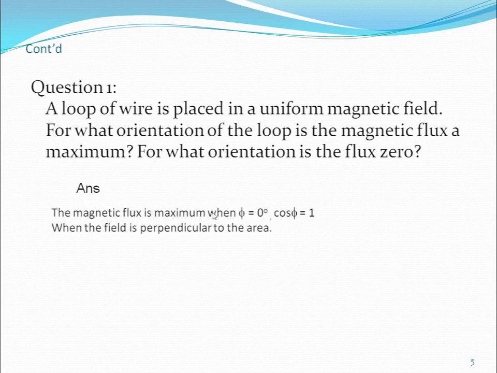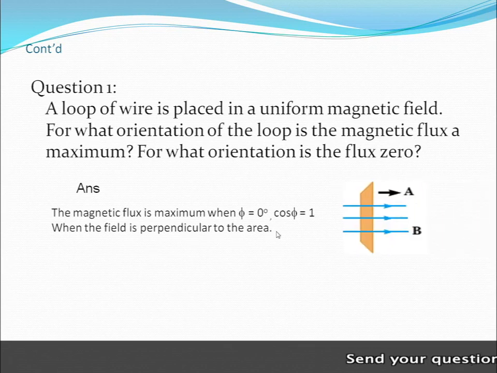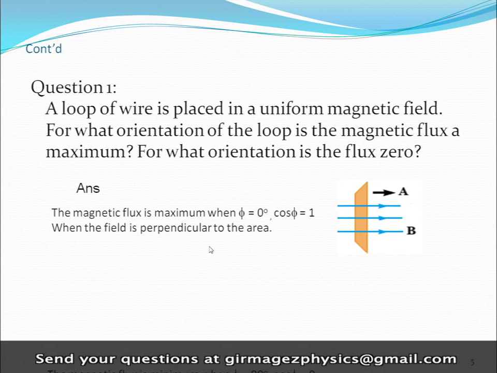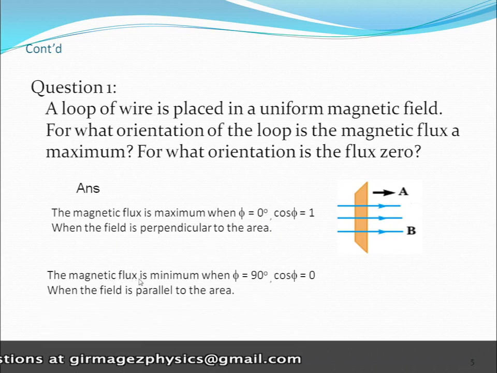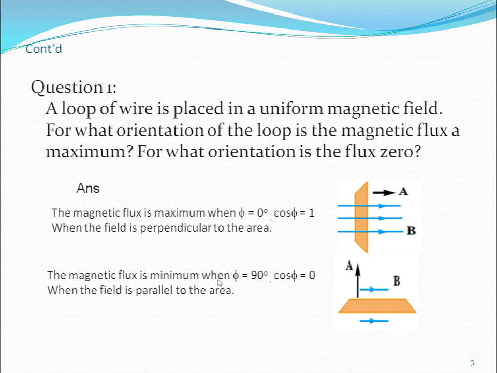So if you see how this question is answered, the magnetic flux is maximum when phi is 0, when the field is perpendicular to the area. And the magnetic flux is minimum when the angle is 90 degrees, when the area is held parallel to the magnetic field.